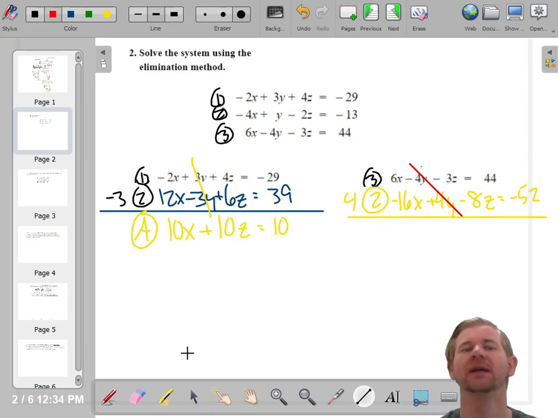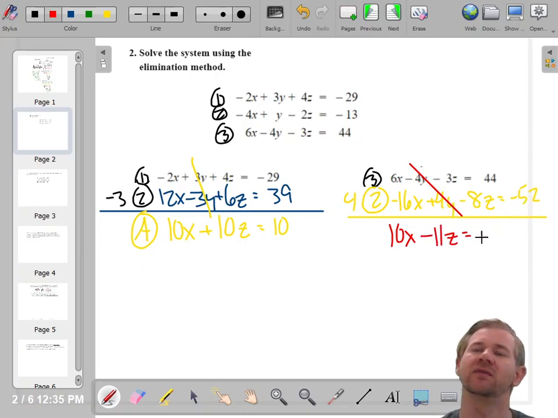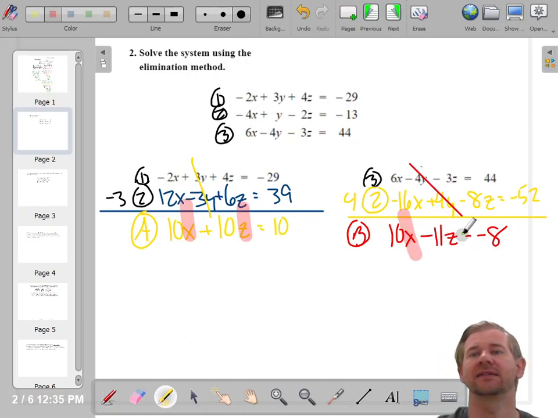Y's go away. 16 minus 6 is 10x. Negative 8 and negative 3 make negative 11z. And negative 52 and negative 52 and positive 44 make negative 8. That is my B equation. So we have xz. Nice. That's a good sign. We've got to combine those now to solve our 2-variable system.